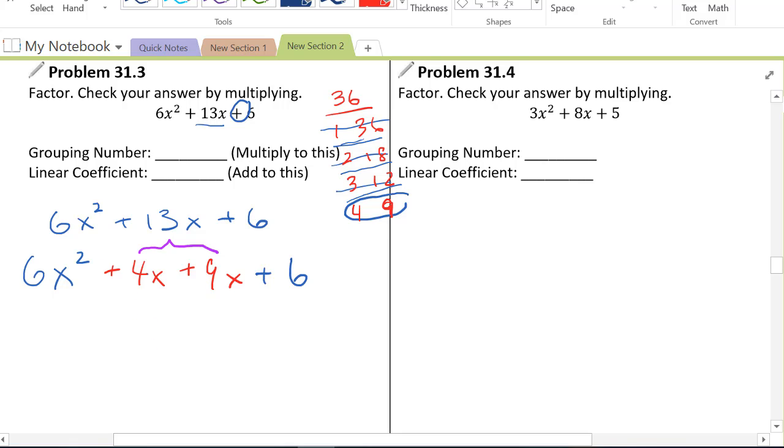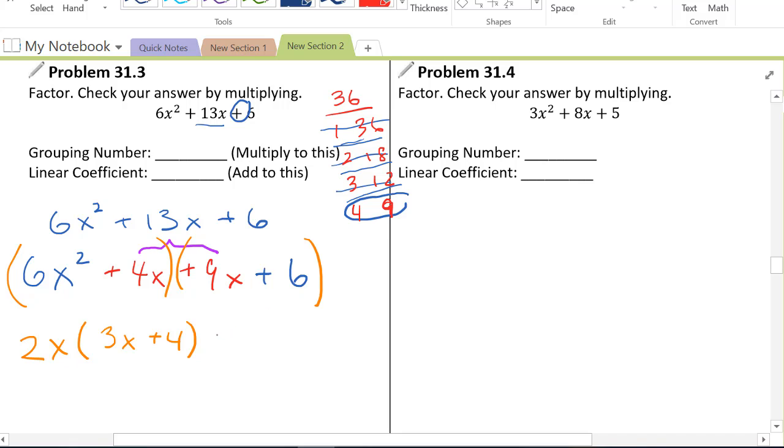Now, how many terms are there? There's 4 terms now. Since there's 4 terms, I will now group factor. Put the first two in a group, put the last two in a group. What can I factor out from the first two? From the 6 and the 4, I can pull out a 2. From the x squared and the x, I can pull out an x. So what's left over when I pull out 2x? I'm going to get 3x plus 4.